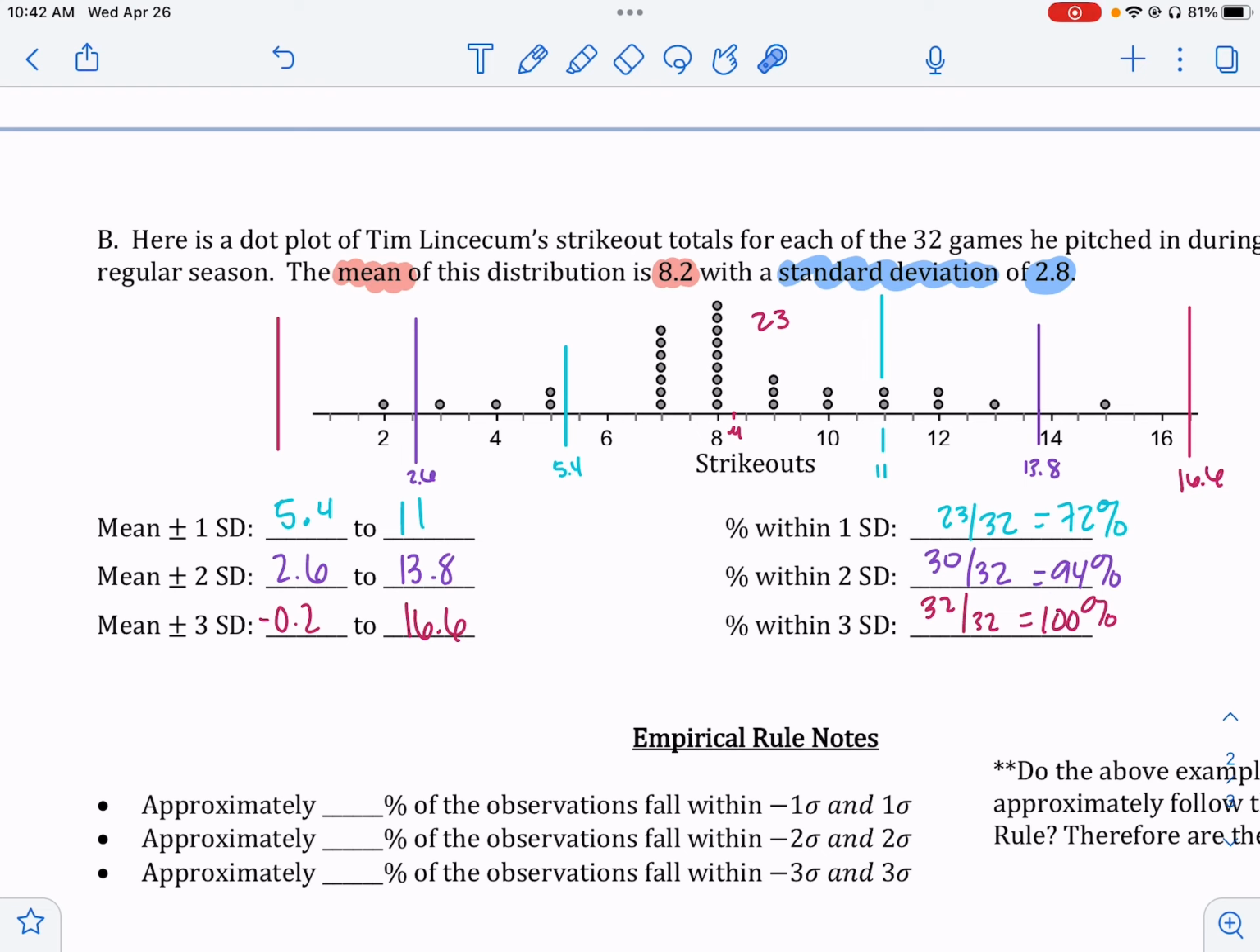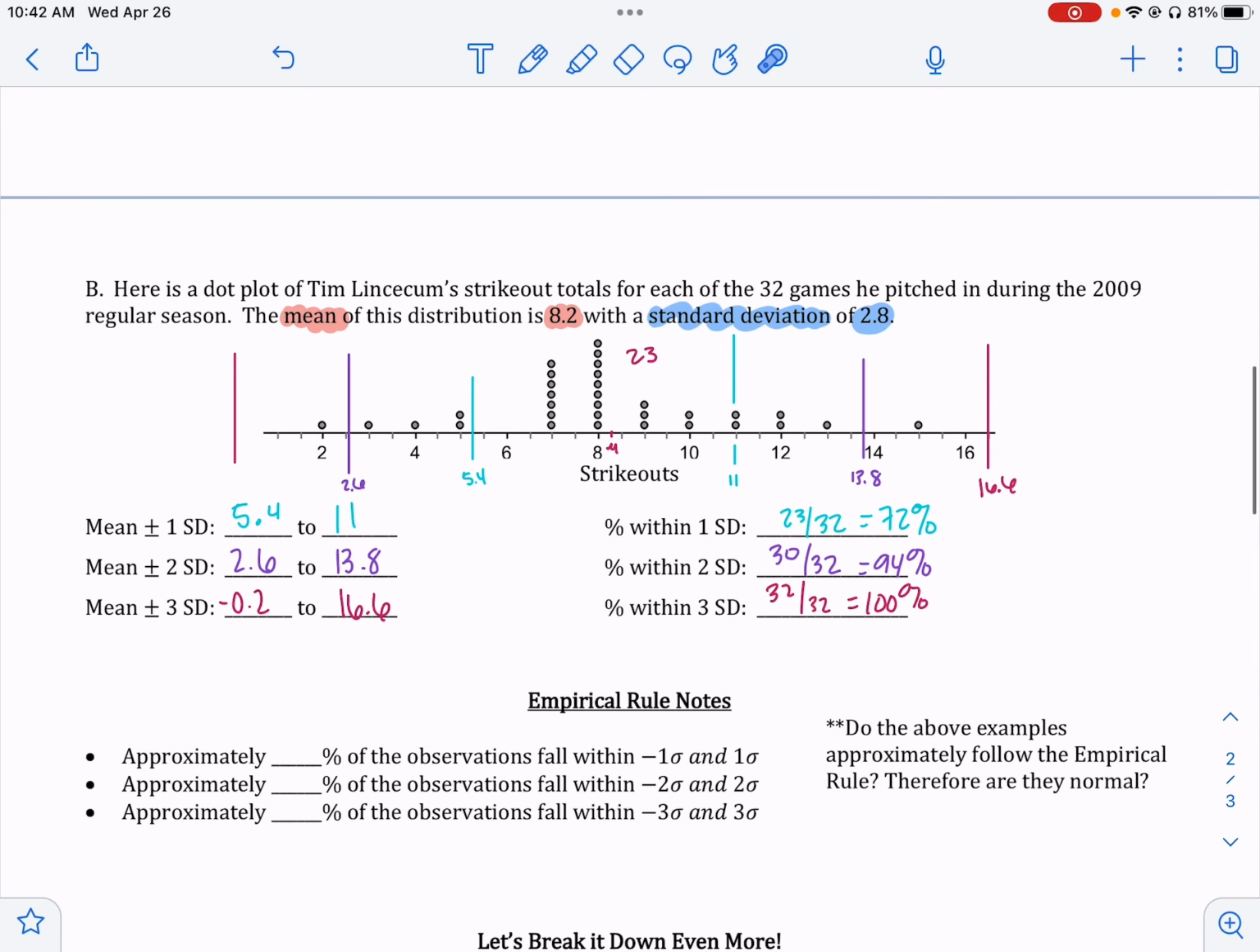And then last but not least, we actually went all the way out. And notice here, sometimes the numbers don't make a lot of sense. And so here our cutoff was a negative number. Sometimes that's going to happen. We know that you can't have a negative amount of strikeouts, but we're just looking at the numbers here. And when we did this far out, we can see that yes, we did include those last 2.